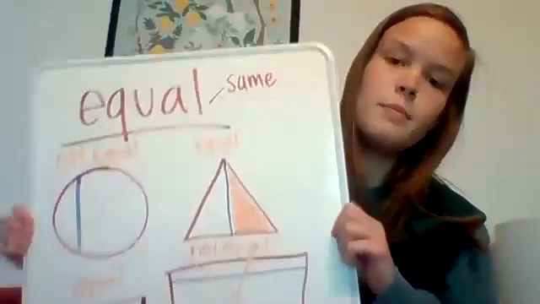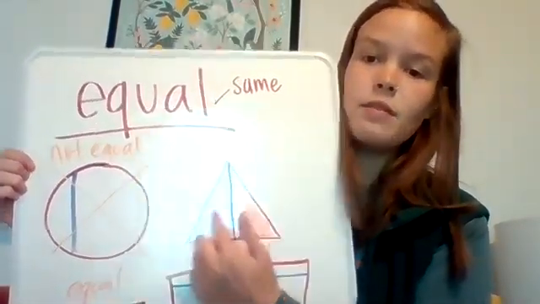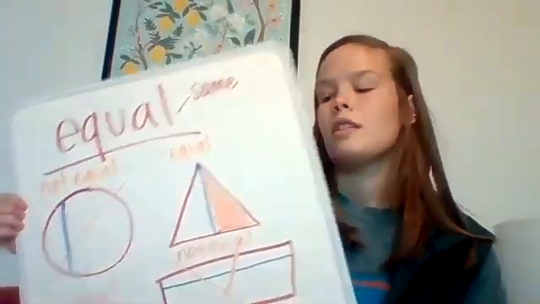So remember, for them to be equal, the sides need to be the same versus over here when they're smaller and bigger, and that one was not equal. Awesome.